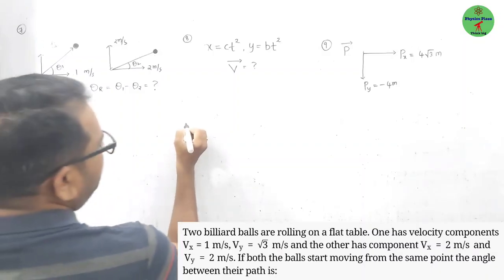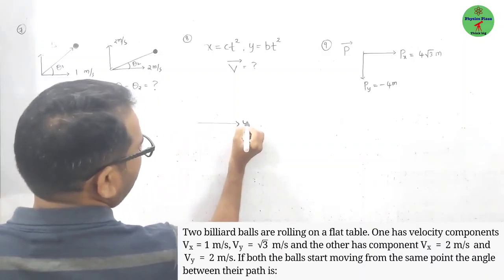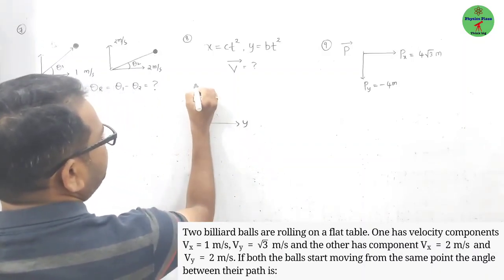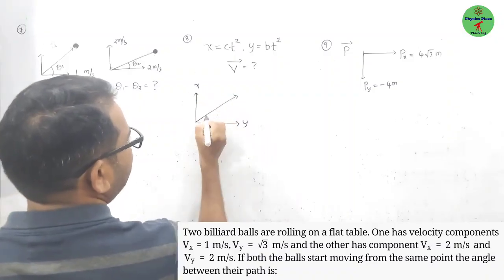So first, let us calculate this, children. We know that here is the y component and here is the x component and here is the resultant vector, with angle theta.